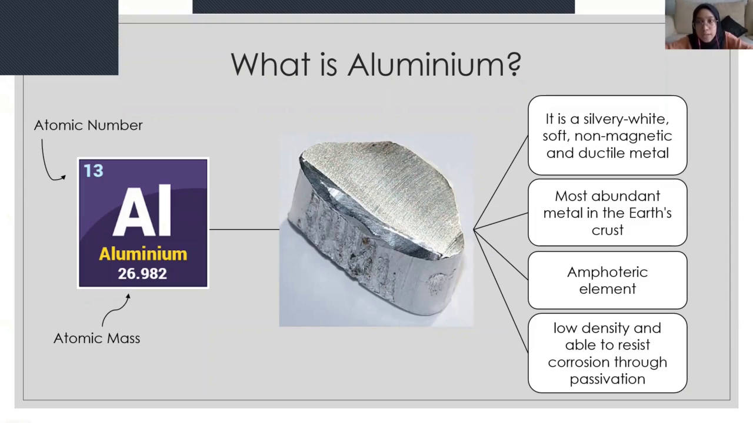Aluminium has a silvery white surface. It is soft, non-magnetic and ductile, which means aluminium can be drawn into a thin wire. Aluminium is also an amphoteric element, which means it can react both as a base and as an acid. It also has a low density and is able to resist corrosion through passivation. Passivation is a process to reduce the chemical reactivity of a surface.